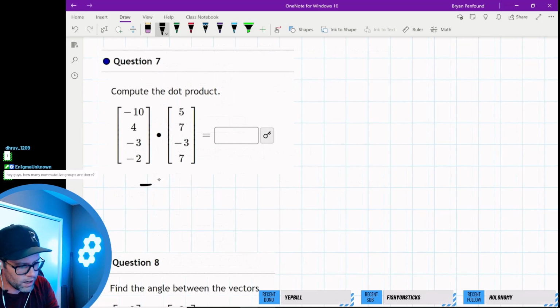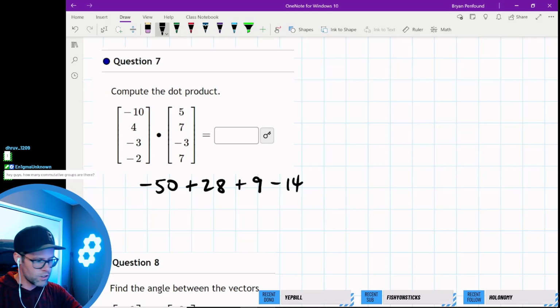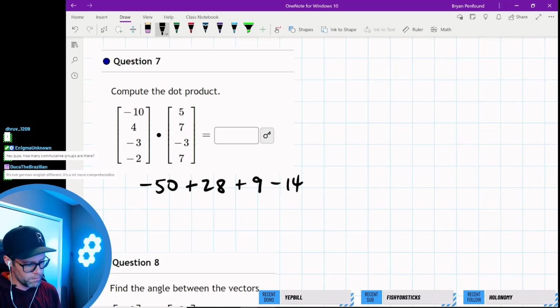Compute the dot product of these two vectors. So this is going to be -50 plus 28 plus 9 minus 14. I don't think that's 0. -50 plus 28 plus 9 minus 14 is -27.